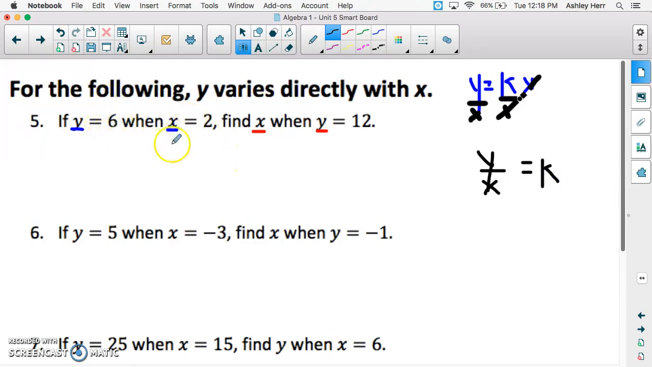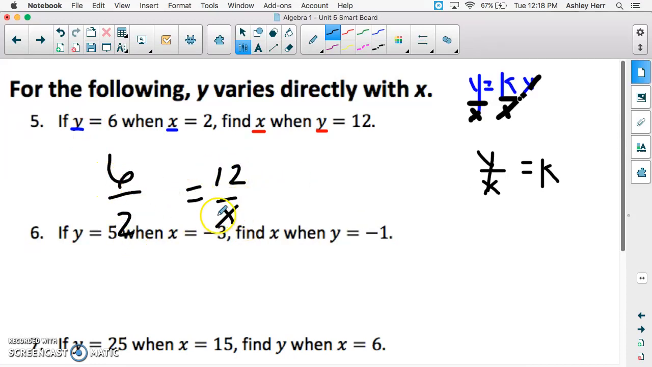To solve problems like these, we've dealt with proportions already in this course, so let's set up a proportion. My first ratio is y over x for my original. What I'm giving you is that y equals 6 when x is equal to 2, so 6 over 2 is equal to 12 over x. Then I solve for x. So 6 is to 2 as 12 is to x.